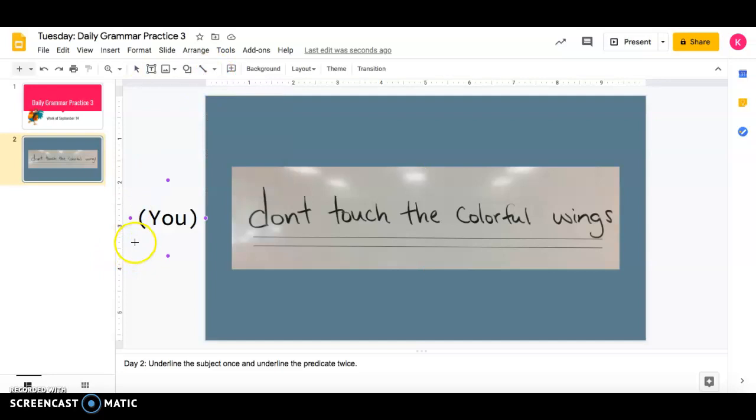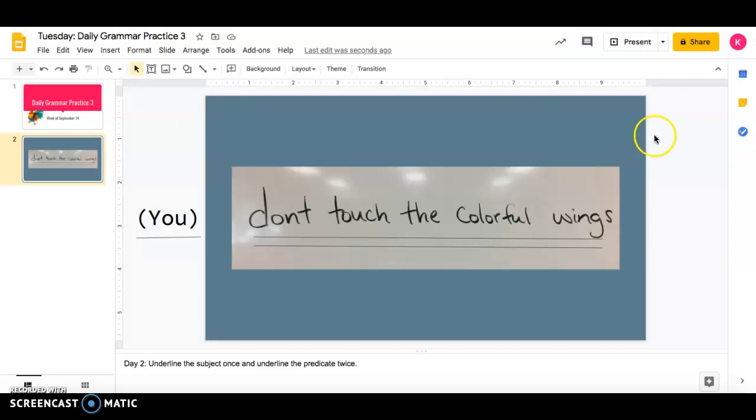Additionally, oops, I forgot this. Since you is our subject, we need to underline it once as well. Okay. Today was probably the toughest second day of DGP we will experience. I hope it made moderate sense and will make more sense throughout the year. All right, good luck today.